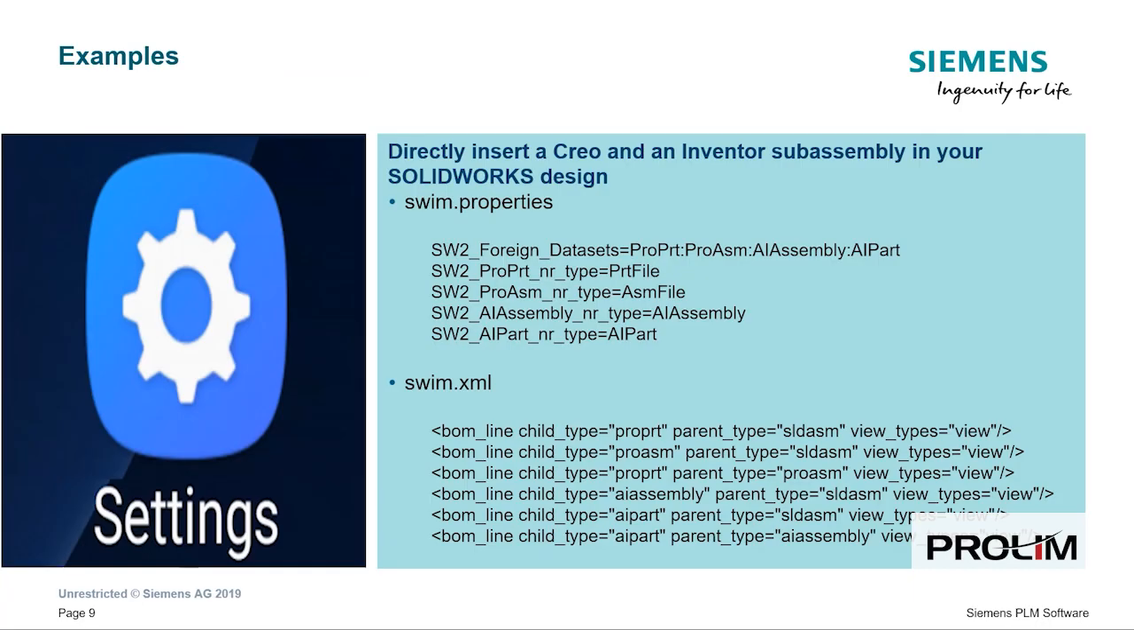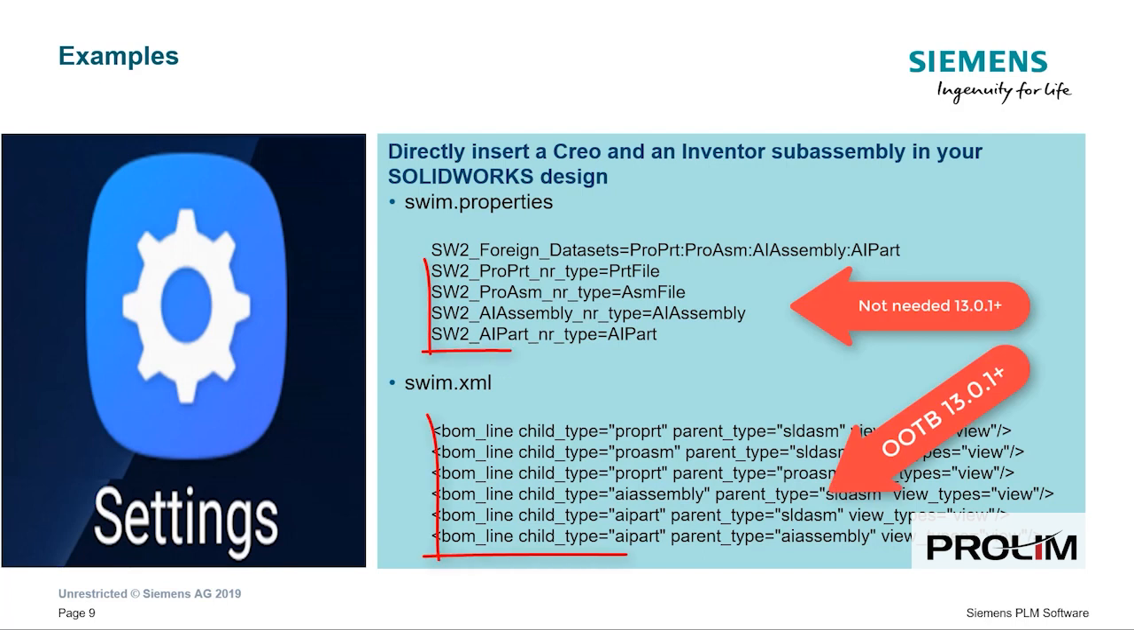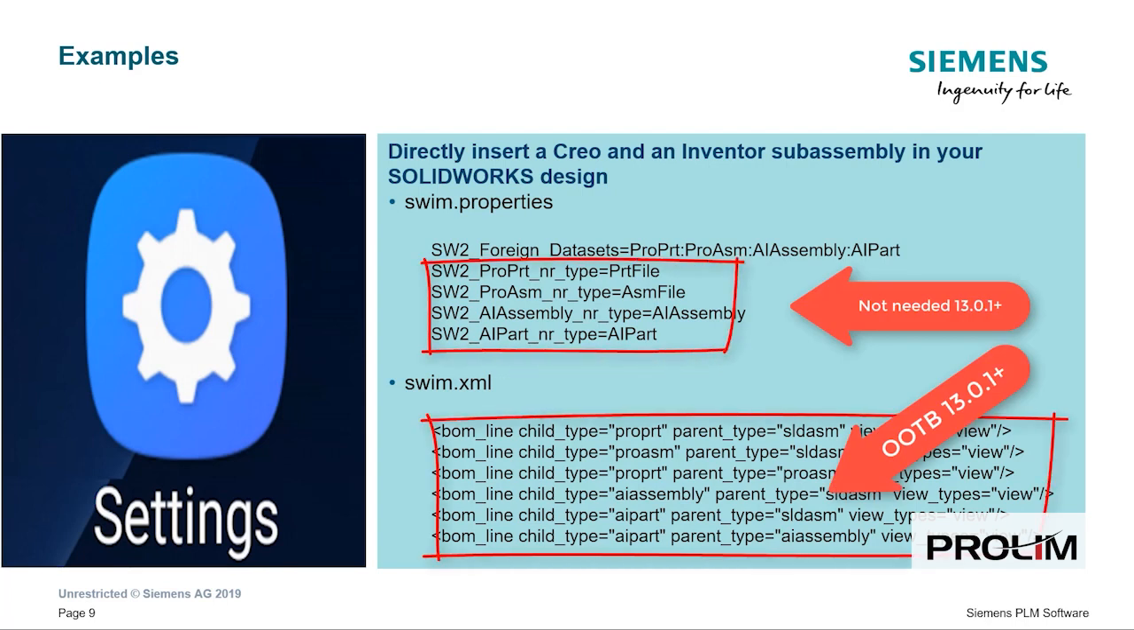Now let's look at some examples of direct, indirect, and hybrid multi-CAD design reuse. First, we'll directly insert a Creo and an Inventor subassembly into a SolidWorks design. Here we see the necessary settings in both the swim.properties and the swim.xml files.